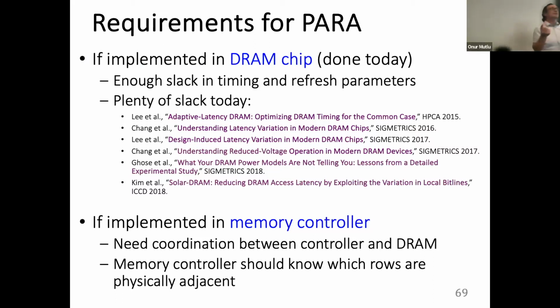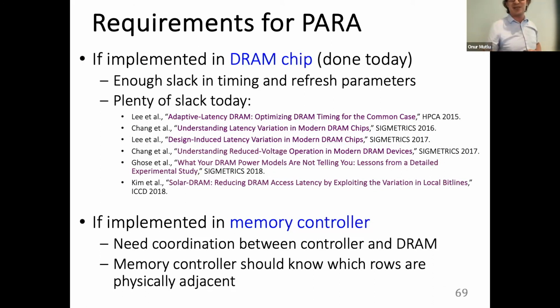So the number of activates that you need to induce bit flips has gone down to levels of 1,000 or so today, 1,000, 2,000, as I will show you. At the time we tested our chips, it was 139,000. So this problem is becoming much worse. Okay, so this sort of solution can be implemented in the DRAM chip or in the memory controller.